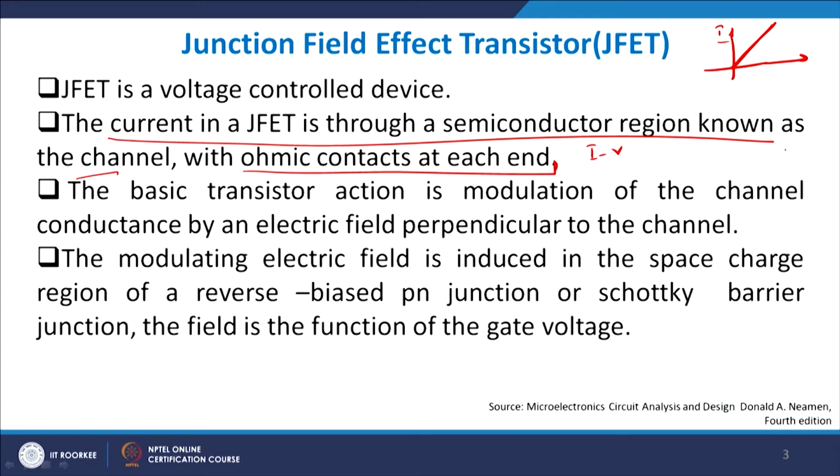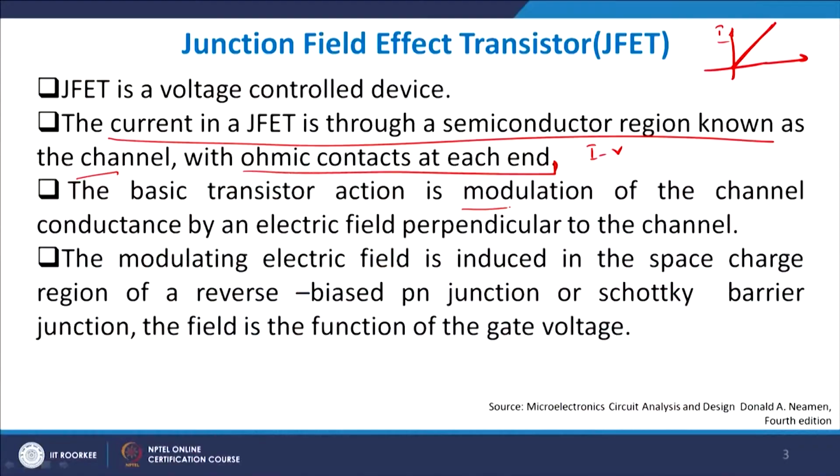What we will be looking into is how it operates, and that operation will be explained to you in subsequent slides. But the basic transistor action is the modulation of the channel by an electric field perpendicular to the channel. Suppose I have a channel and water is flowing through it, and I close the channel from outside by pressing it from both sides. The channel is getting narrower and narrower. Then the volume of water will reduce, and I can increase the volume of water by opening up the channel, or decrease it by closing the channel. Conceptually the same thing happens in the junction field effect transistor, and let us see what the structure looks like.